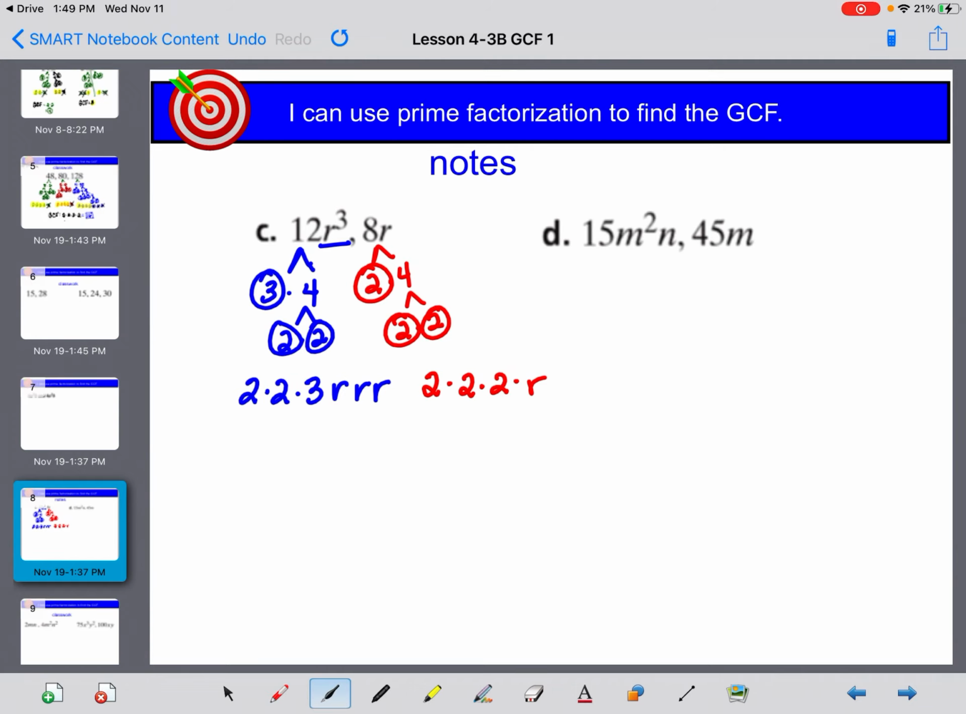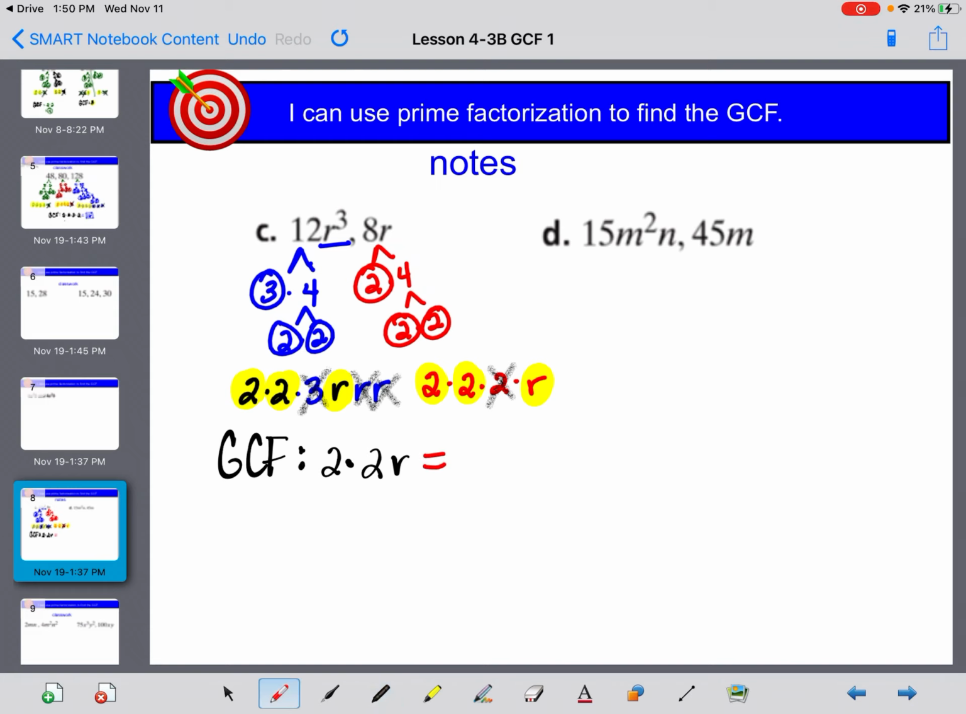All right, now I've got my 2 lists, the blue list and the red list. The greatest common factor lists whatever is in common. There's a 2 in common. There's another 2 in common. So let's write those down. 2 times 2. Now there's not a 3 in common because that's only in the blue list. There is a third 2 only in the red list, so that is not in common. There is one R in common, so we'll write that down. But the second and third R are not in common because they do not exist in both lists.